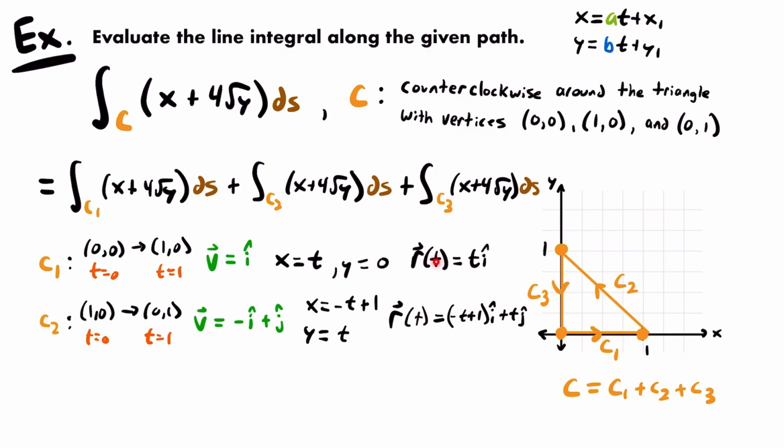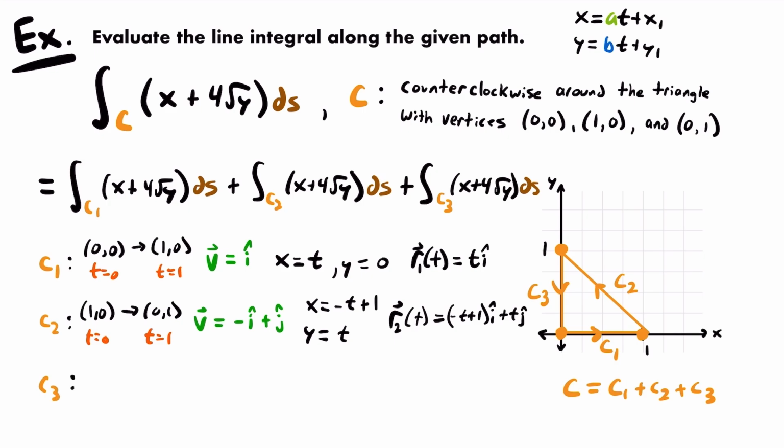And just to differentiate these two vector functions so that you know which paths they correspond to, I'll let this be vector r sub 1 and vector r sub 2. Okay, just to make sure that that's clear. But then let's move on to the final path, path C3.